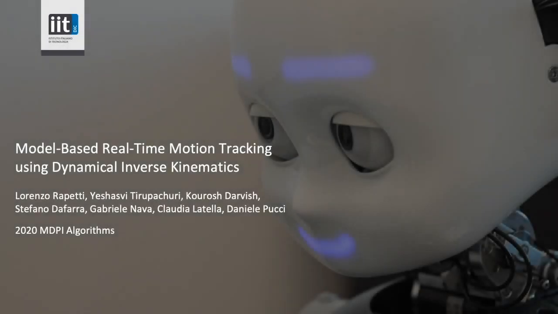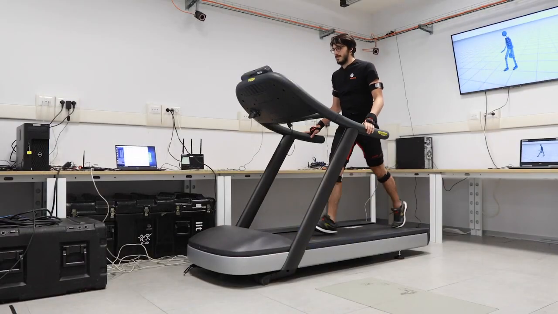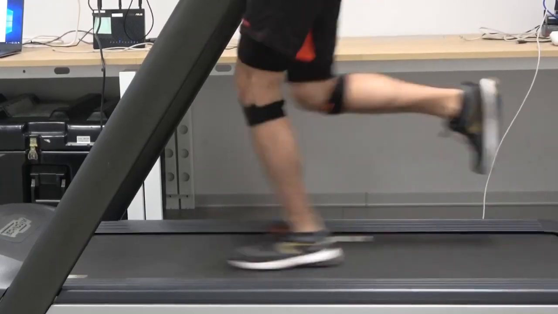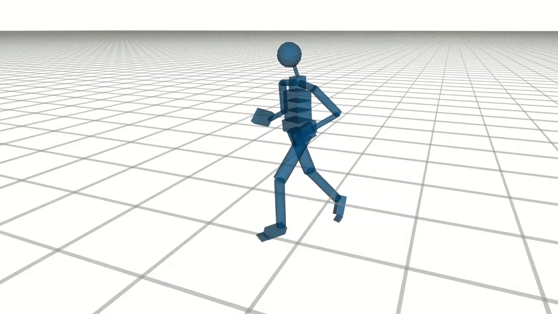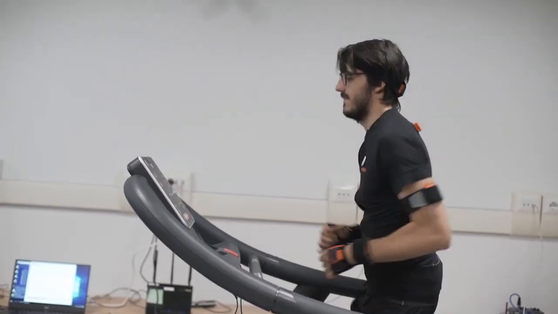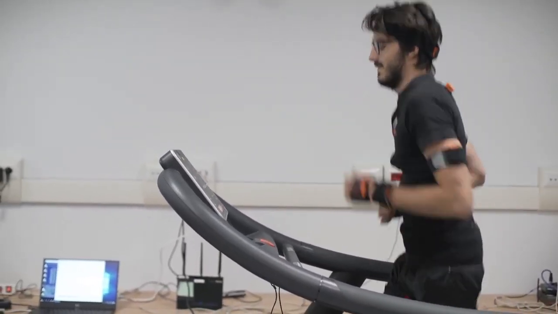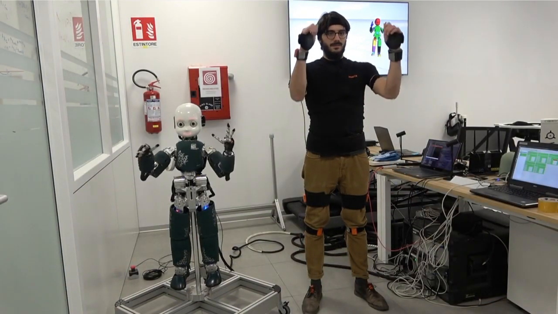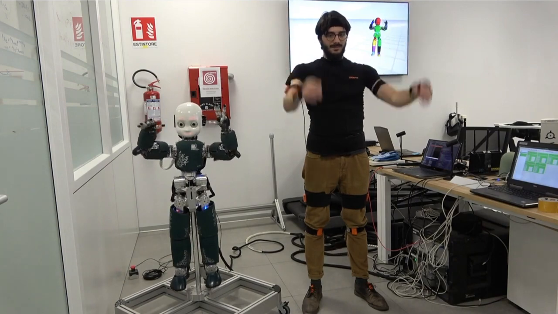This video presents the paper Model-Based Real-Time Motion Tracking using Dynamical Inverse Kinematics, accepted for publication in MDPI Algorithms Journal. In the paper, we present a framework for motion tracking in time-critical applications. The algorithm allows us to reconstruct the human body posture with up to 66 degrees of freedom and kinematic constraints within a few milliseconds. Similarly, it can be used to retarget the human motion into a humanoid robot.